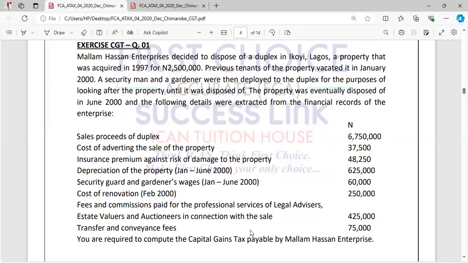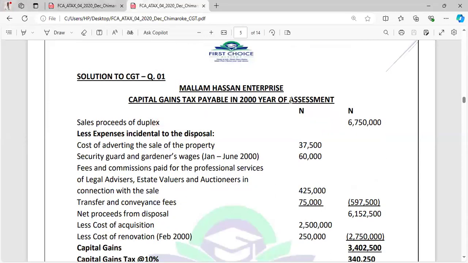Now you are required to compute the capital gains tax payable by Malam Hassan Enterprise. Now that's the question begging for answer. How do we answer this? Now here is the answer. This is the answer to the question.